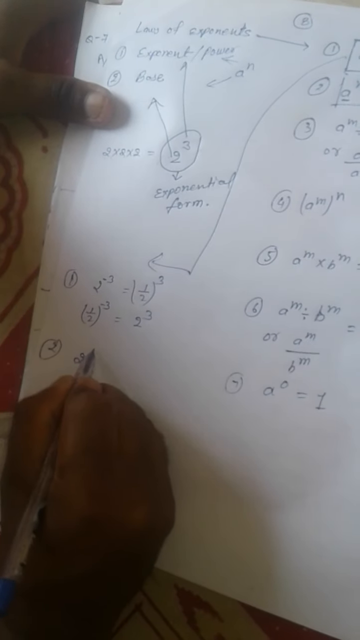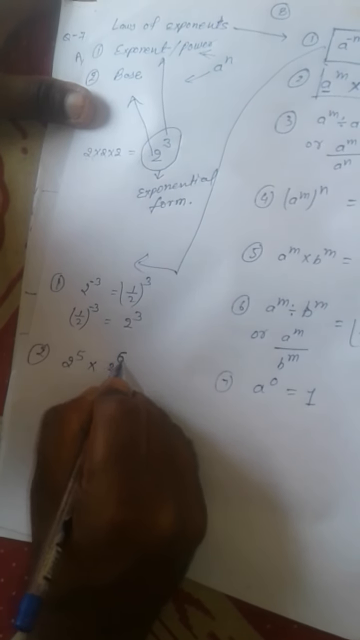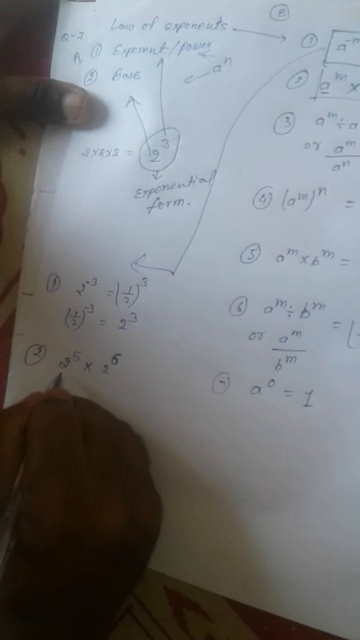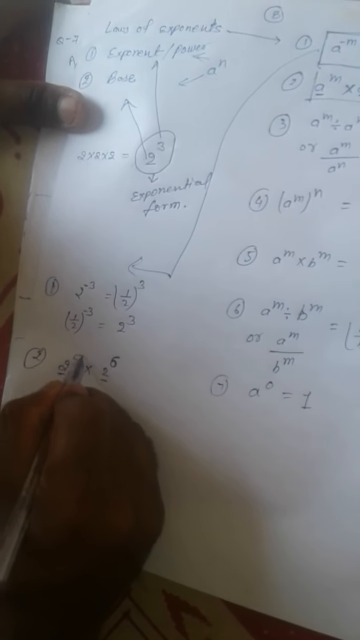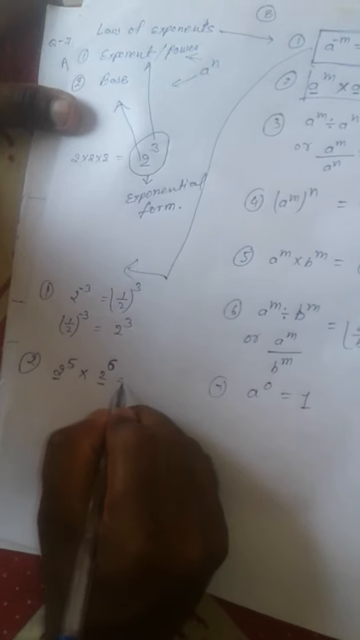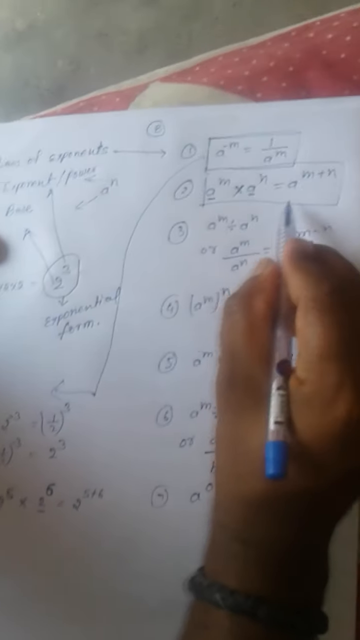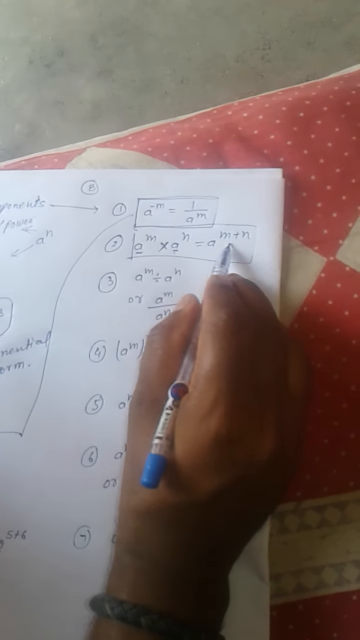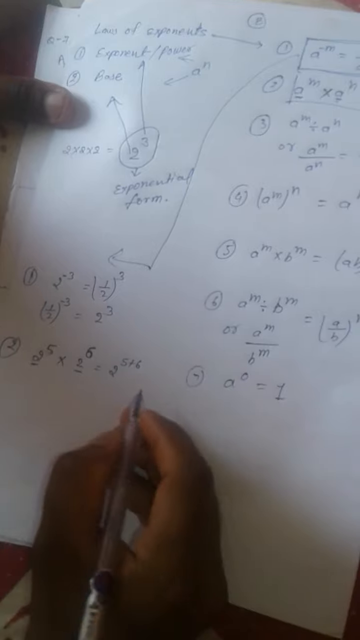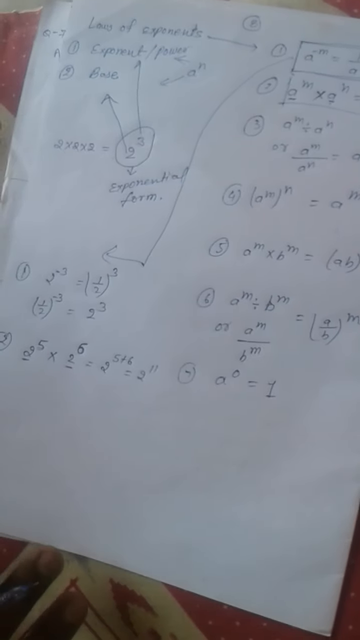Suppose 2 to the power 5 into 2 to the power 6. Remember this thing, that their base must be equal. Both are 2, but powers are different. So during the multiplication, what will we do? We will write 2 to the power 5 plus 6 as per this law, a to the power m into a to the power n is equals to a to the power m plus n. That will be 2 to the power 11.